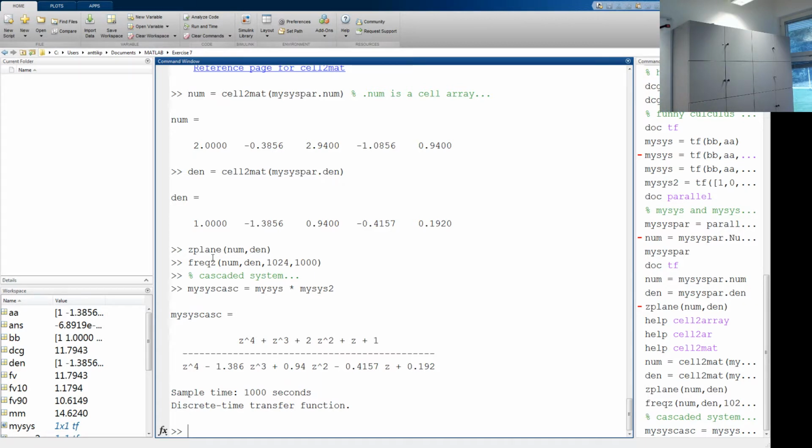Okay, how about a feedback system? Plant and feedback. So mySys is the plant and feedback would be the other one, mySys2.